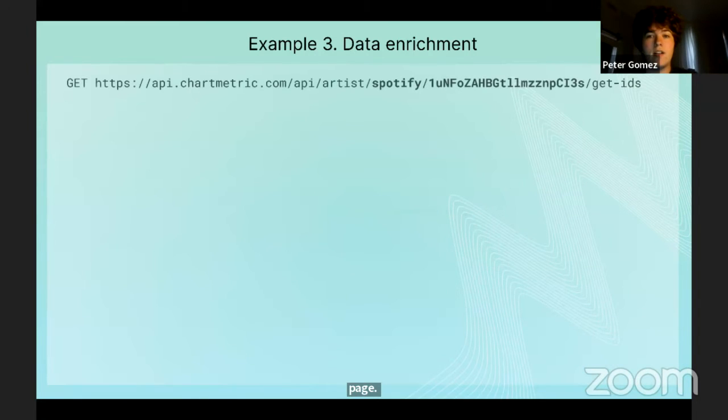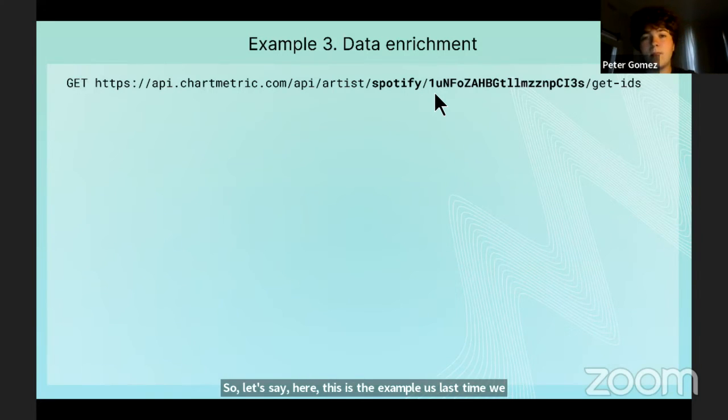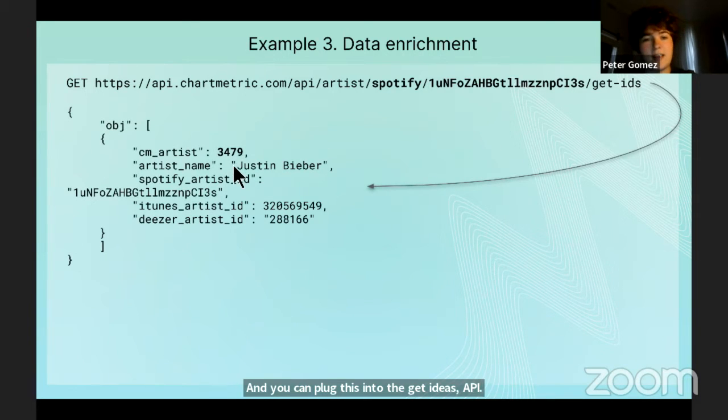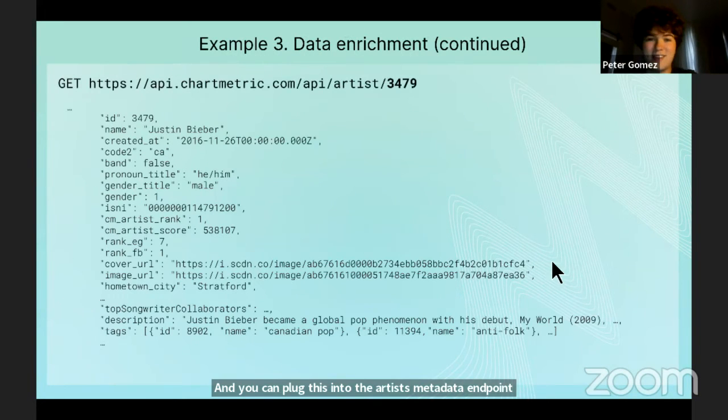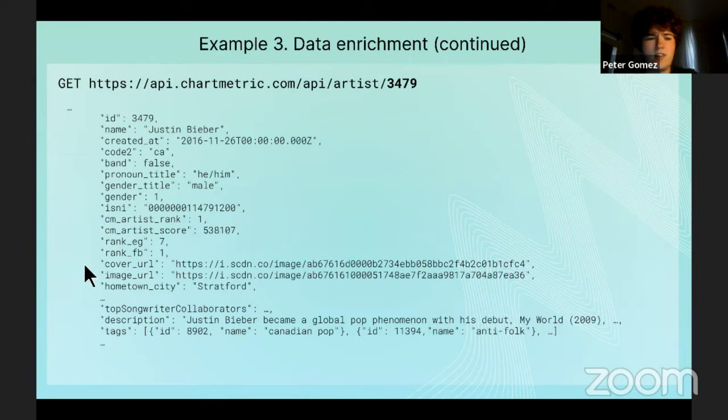So let's say here, this is the example we used last time, and we're going to stick with Justin Bieber. But let's say we have his Spotify ID, which you'd get from his link. And you can plug this into the Get IDs API. This will give you that same Chartmetric ID, which is your key to the rest of our data. And you can plug this into the artist metadata endpoint, which would give you, and get ready, it's a lot, all sorts of things: their name, gender, their artist rank and score, like you would see on the artist list that Jay highlighted. But you'll see a few things that are behind the scenes too.